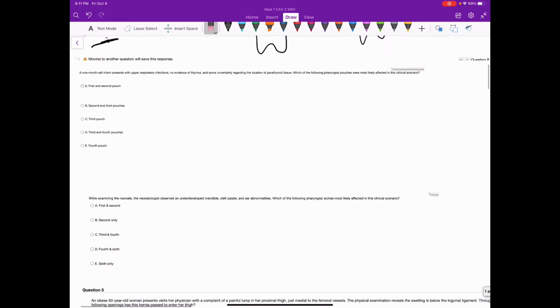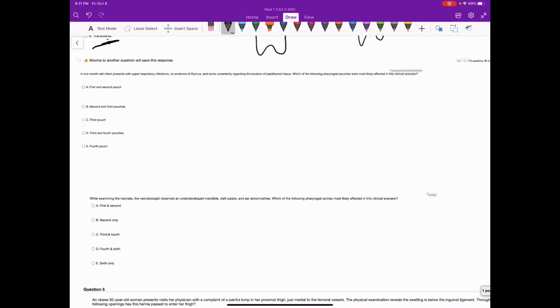So now, question 3. A 1-month-old infant presents with upper respiratory infections. No evidence of thymus and some uncertainty regarding the location of parathyroid tissue is present. So there's no evidence of the thymus and some uncertainty regarding the location of the parathyroid tissue. Which of the following pharyngeal pouches, so let's highlight that, is important, were most likely affected in the clinical scenario?